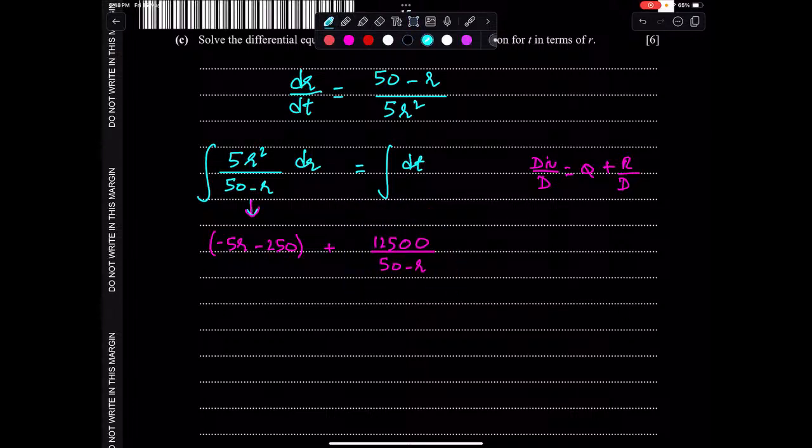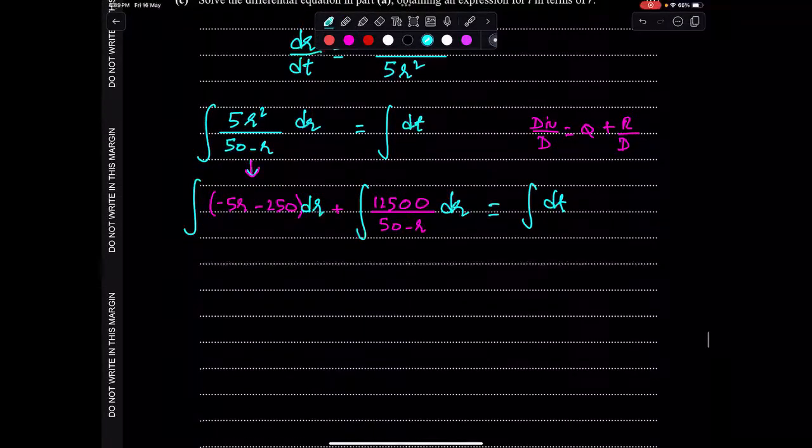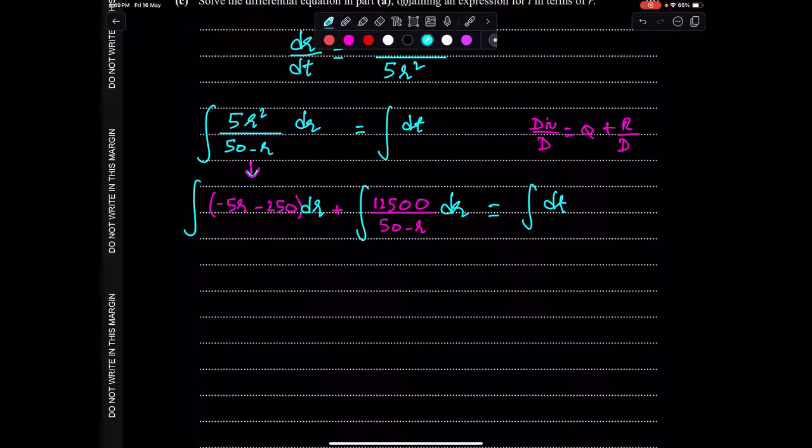Now taking sign of integral with each and every term, and dr as well. On right side we have just dt integral. Now we have to integrate all the terms.